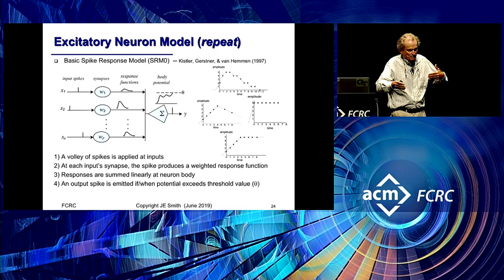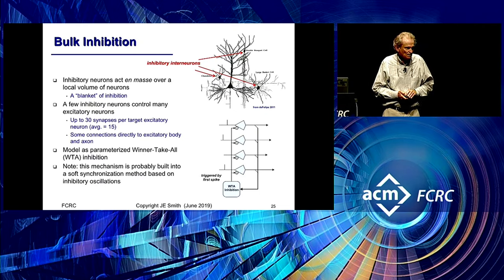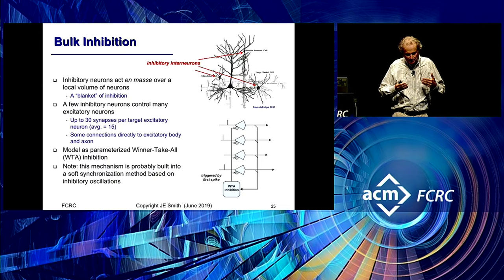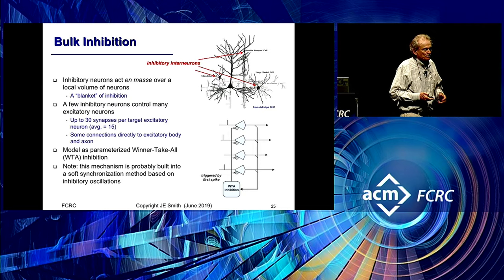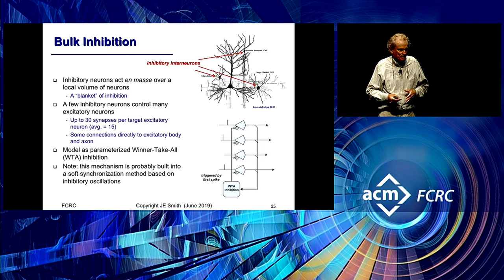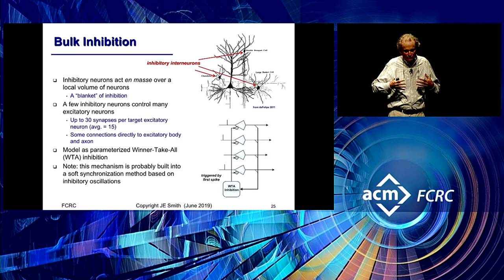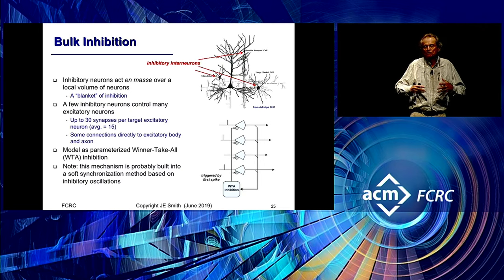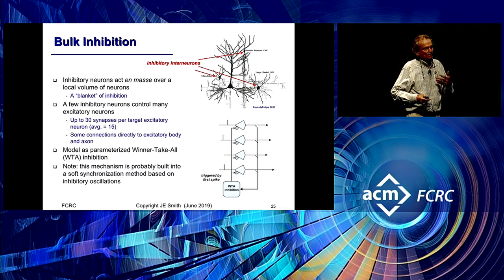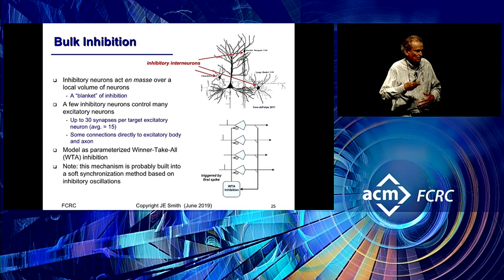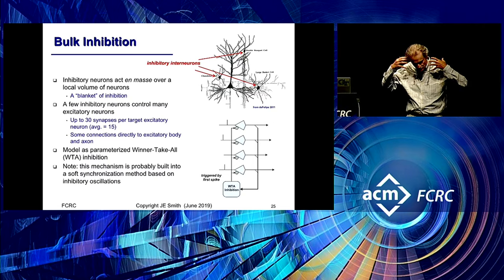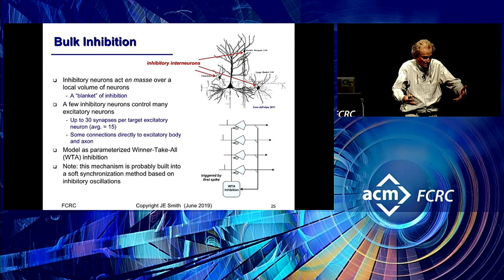For completeness, as I'm cycling through the primitive elements, here's just a repeat of the excitatory neuron we talked about. Inhibition isn't really the dual of excitation. When inhibition reduces the body potential of a neuron, it sucks potential out, and it has the opposite effect of excitation. But inhibitory neurons tend to act en masse over a large volume. Someone has called this a blanket of inhibition. They don't have to be as precise as excitatory ones. The excitatory neurons are doing the computation; inhibitory ones are more of a control. So a few inhibitory neurons can control a lot of excitatory ones. A typical inhibitory neuron may synapse with the same excitatory neuron in 30 different places, including on the body and on the axon. So when inhibition kicks in, it sucks the potential out of that neuron really fast. It basically throws a blanket of inhibition over the thing.